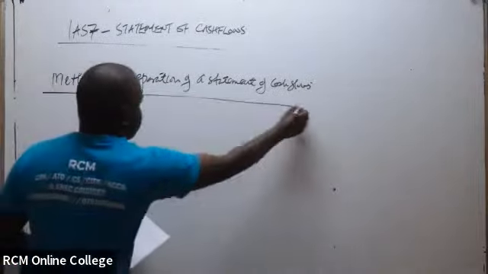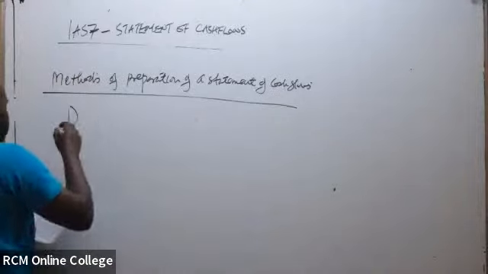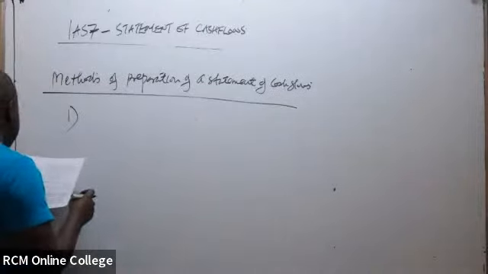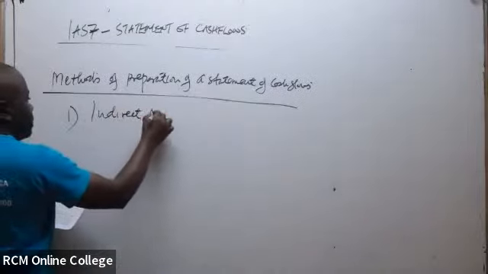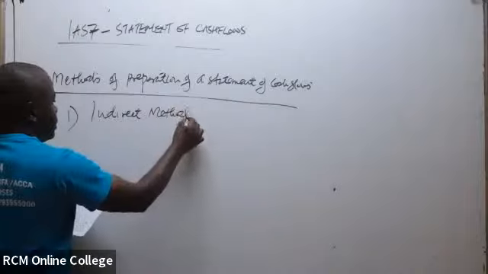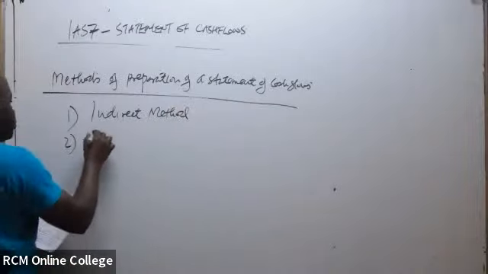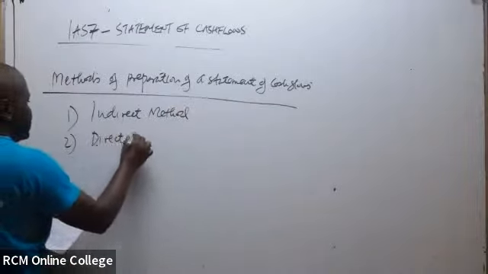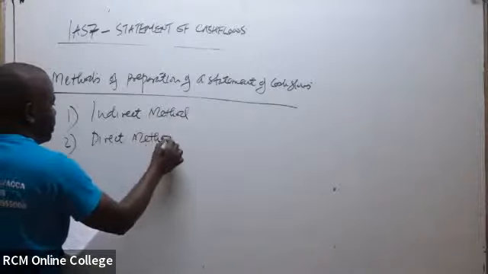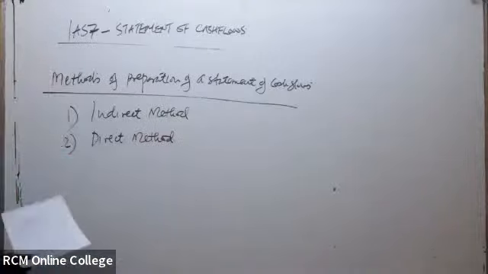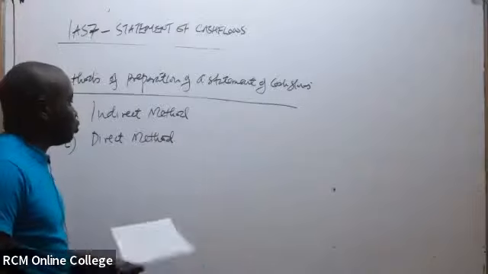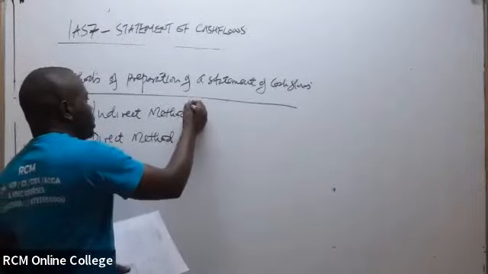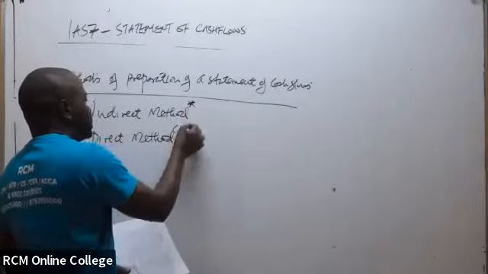Then in this case, you can write number one: we have what we call the indirect method. And then number two, we have what we refer to as the direct method. So in our next class, I'll give the format of the two. Then I think we'll look at an illustration.